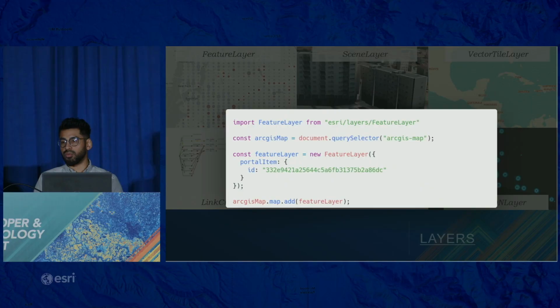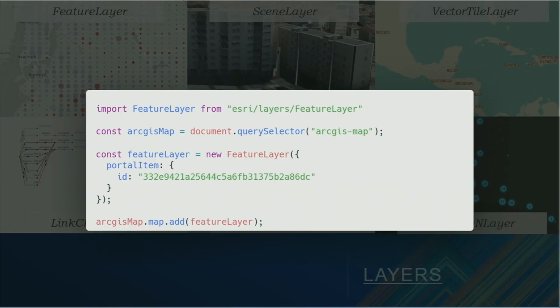If we're working with a layer item that was pre-configured through the map viewer, we can also initialize the feature layer, but instead of passing in the URL to the service, we can use the portal item property to specify the ID of the layer item that you can find in the item details page.